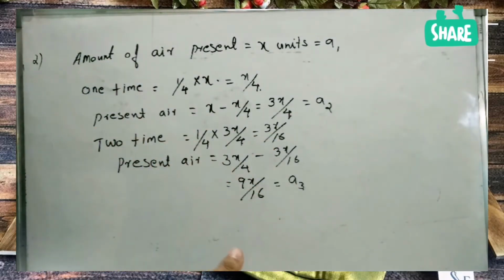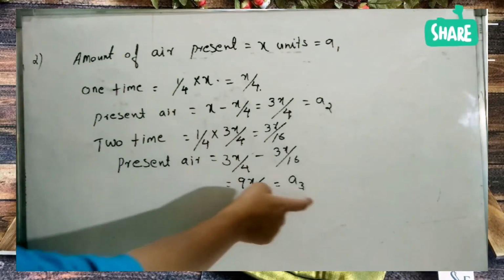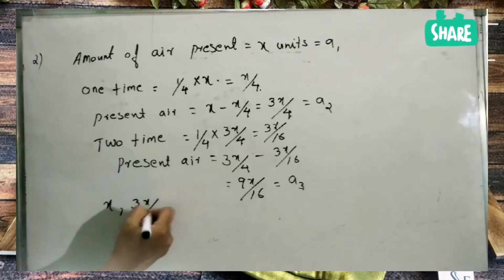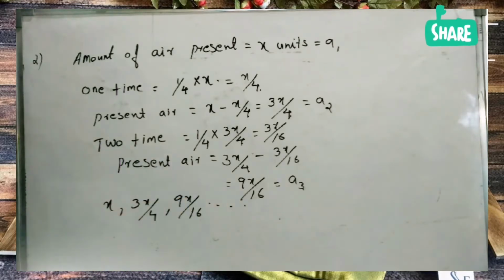Then what is the amount of air present in the cylinder now? That is 9x by 16. Let it be A3. Now x, 3x by 4, 9x by 16. This is the list of numbers or the list of terms in our series, and we need to check whether it forms an arithmetic progression or not.